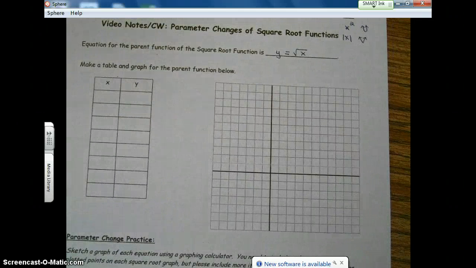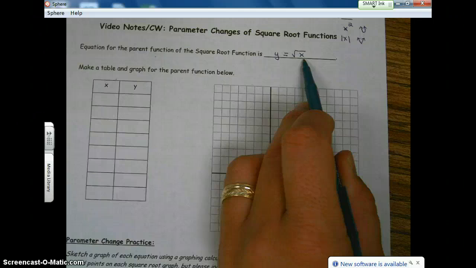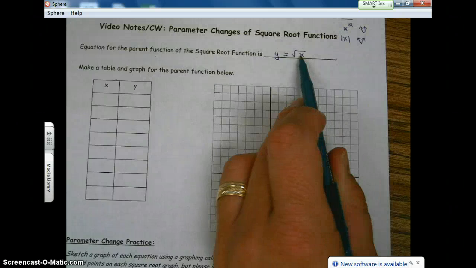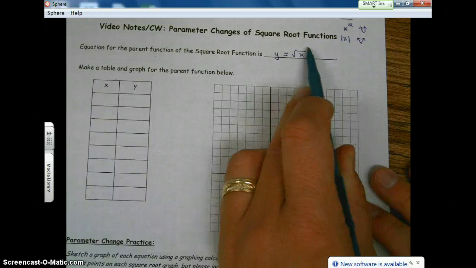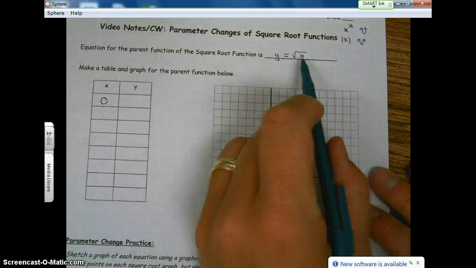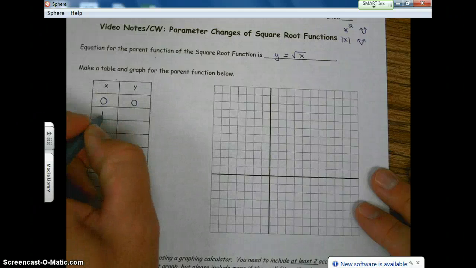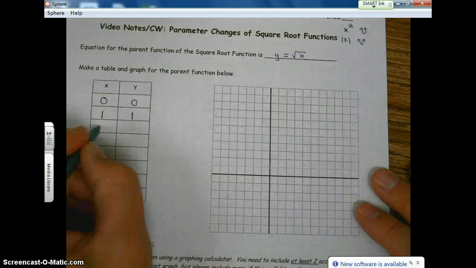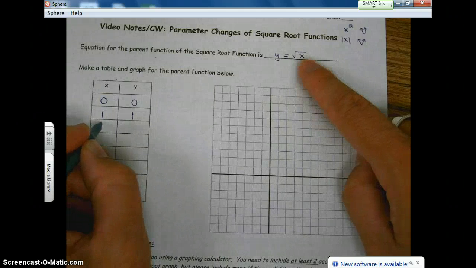Let's make a table and graph this. First of all, this is very, very important: you can't take the square root of a negative number. So the numbers we input for x need to be 0 or positive numbers. Okay? So we're going to start off with 0. The square root of 0 is 0. Okay, 1. The square root of 1 is 1. 2. The square root of 2 is irrational, so I'm going to stick with rational numbers here.